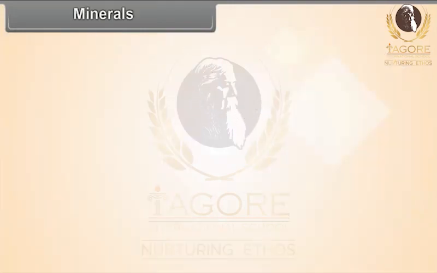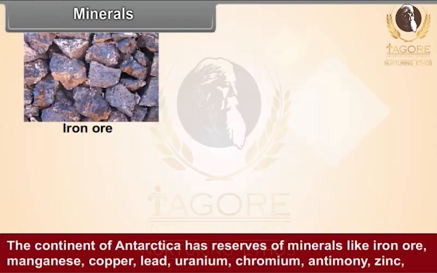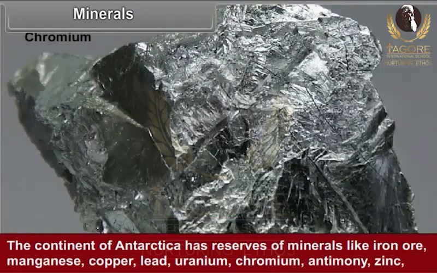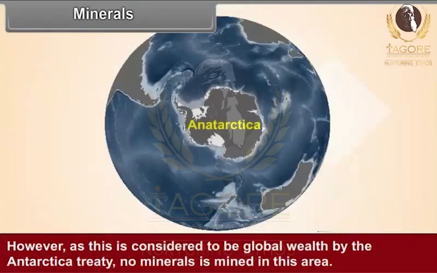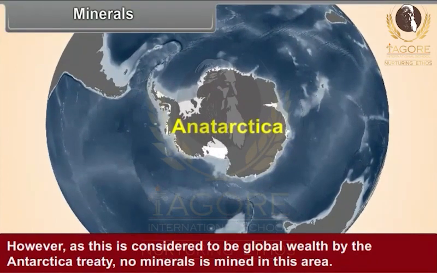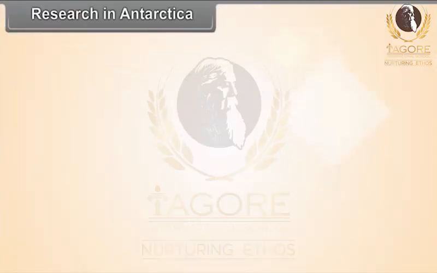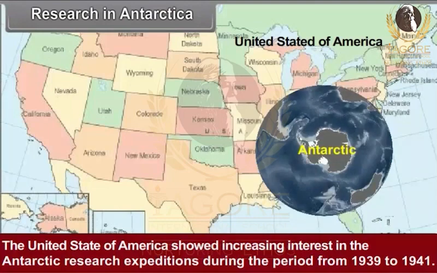Minerals. The continent of Antarctica has reserves of minerals like iron ore, manganese, copper, lead, uranium, chromium, antimony, zinc, gold, etc. However, as this is considered to be global wealth by the Antarctica Treaty, no mineral is mined in this area. Research in Antarctica. The United States of America showed increasing interest in the Antarctic research expeditions during the period from 1939 to 1941.